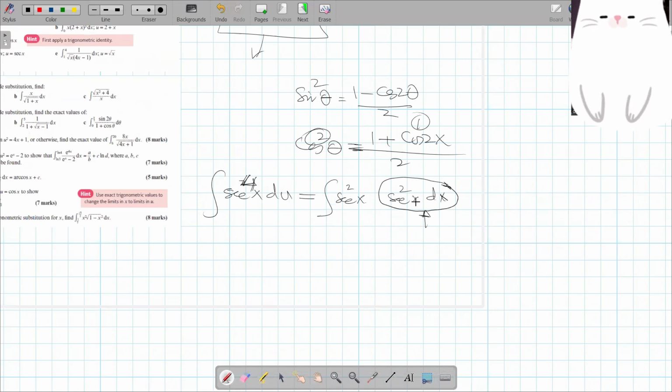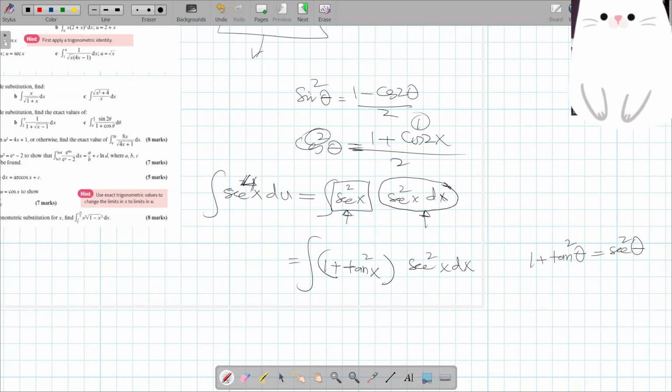Now you know whose derivative is sec square? Tan x, which is the substitution. You need to convert everything else in terms of tan x. You can convert sec square in terms of tan x because you know this identity, 1 plus tan square theta is equal to sec square theta. So what you will do, you will replace this sec square by 1 plus tan square x.